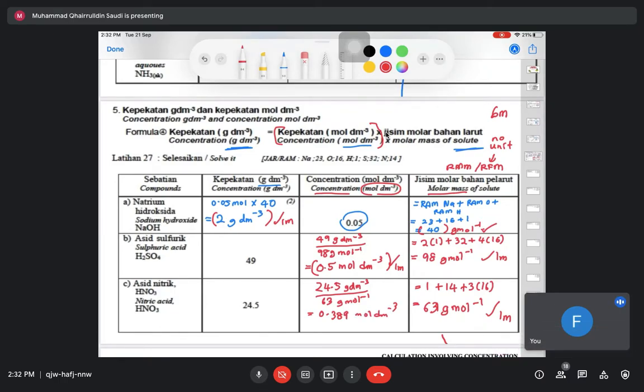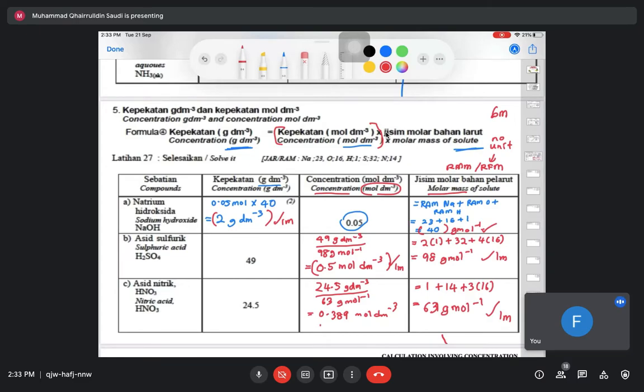Okay, make yourself... apa? Kenapa saya susah nak cakap apa yang saya fikir? Yes.